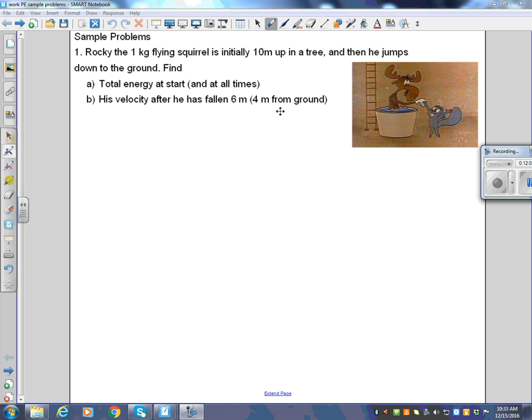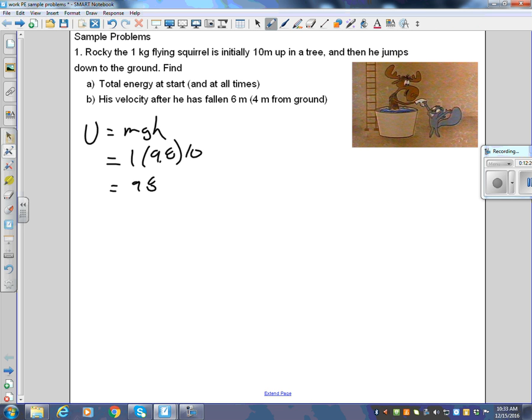What's his total energy at the start? All potential, so it's equal to mgh. He's conveniently only 1 kilogram, and he's a convenient 10 meters up. No need for a calculator. 98 what? 98 joules of energy.